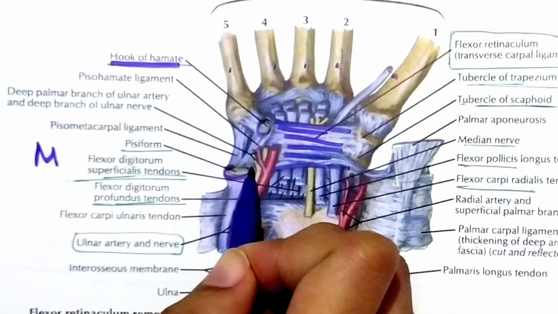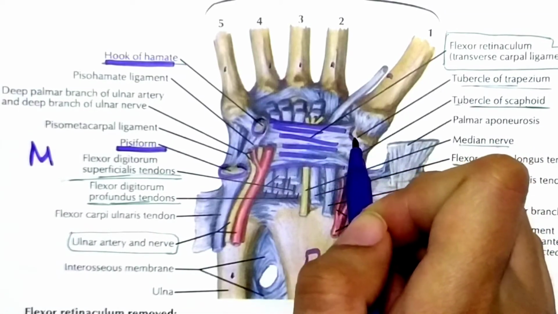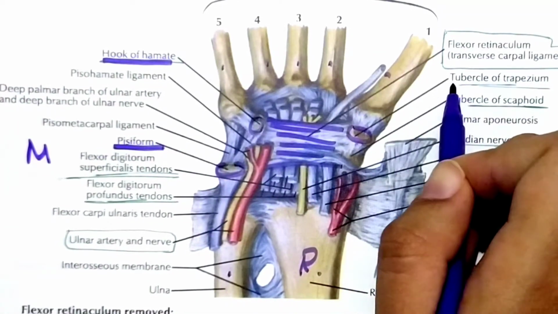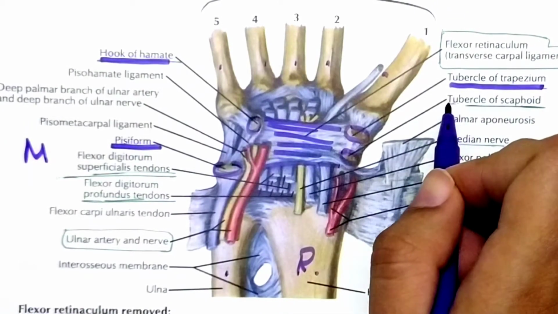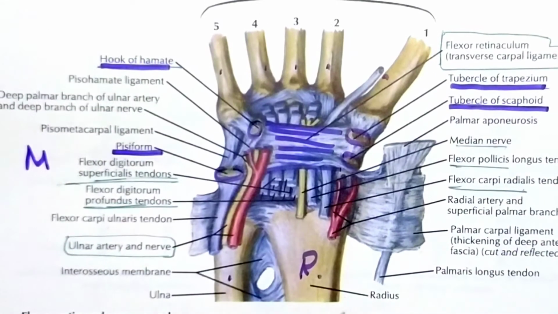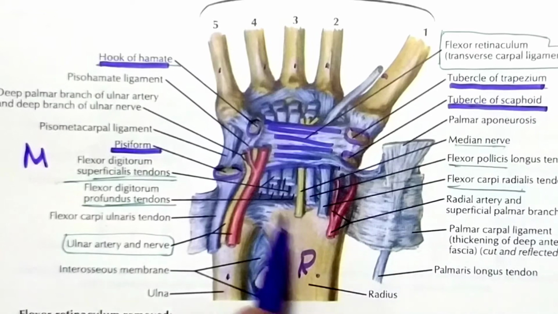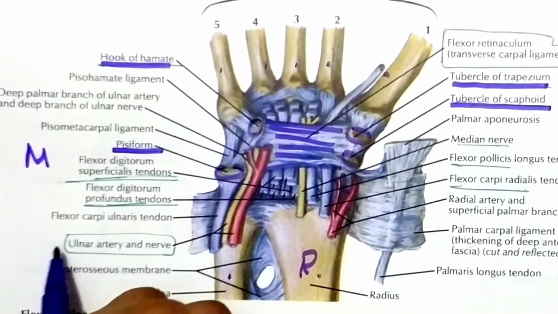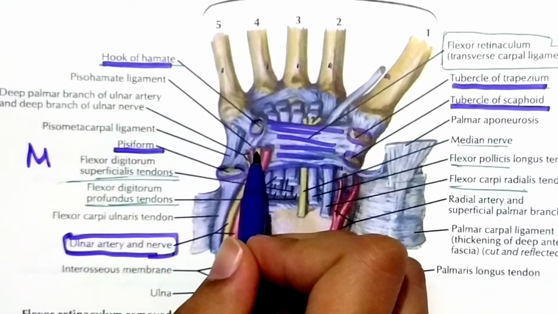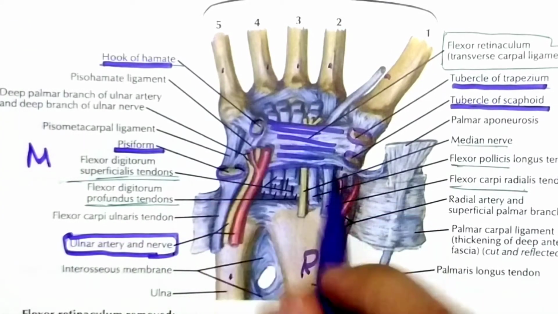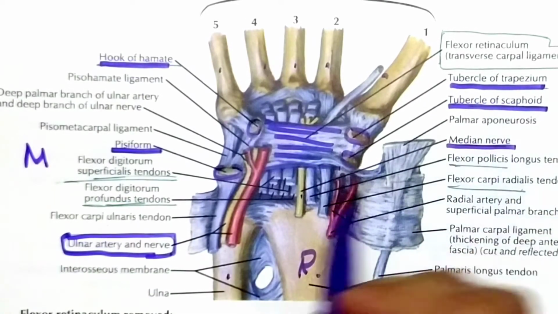Then below there is the pisiform bone, and on the lateral side there is the tubercle of trapezium bone, and below it there is the tubercle of scaphoid bone, okay? So these are the carpal bones to which the flexor retinaculum is attached. Here the ulnar artery and ulnar nerve are passing superficial to the flexor retinaculum, and this one is the median nerve, okay?